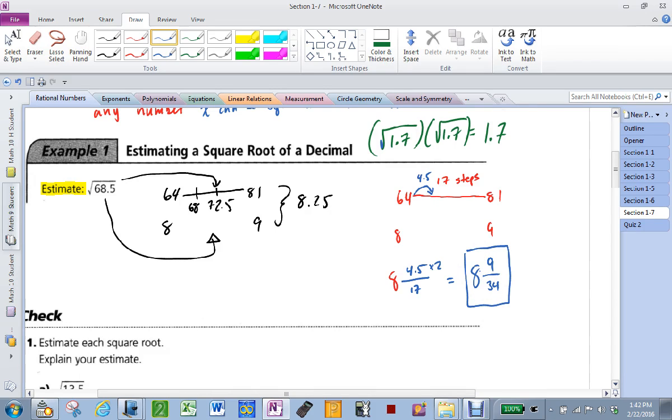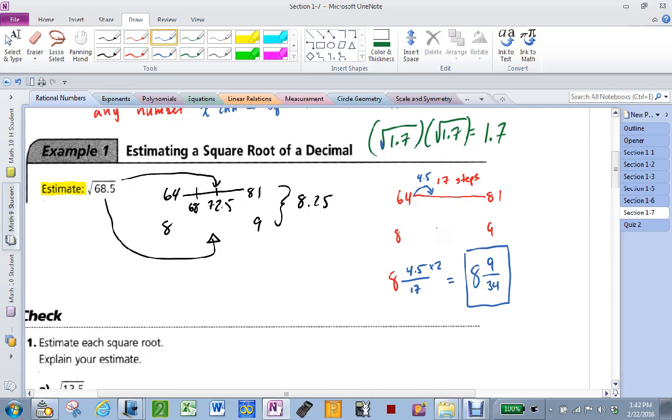Does everybody understand? It's really common sense, isn't it? There can only be 17 steps, and we took 4.5 of them. But we're smart kids. We know we can't have a decimal in the middle of a fraction. So we multiplied everything by 2 to get rid of it.